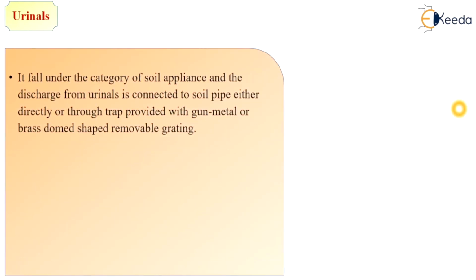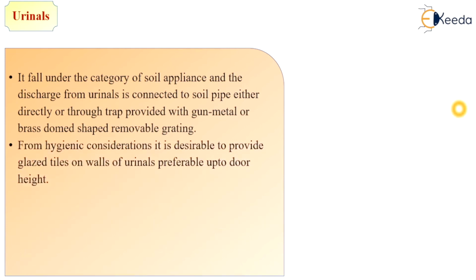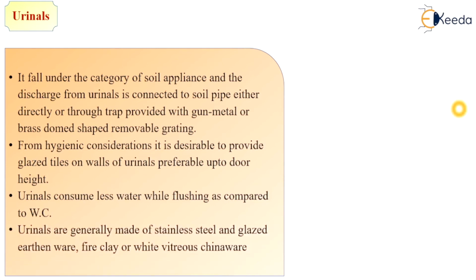Next sanitary fittings are the urinals. They fall under the category of soil appliances and the discharge from a urinal is connected to the soil pipe either directly or through a trap provided with a gunmetal or brass tube shaped removable grating. From hygienic considerations, it is desirable to provide glazed tiles on the walls of urinals, preferably up to door height. Urinals consume less water while flushing as compared to WCs. Urinals are generally made of stainless steel and glazed earthenware, fire clay or white vitreous chinaware.